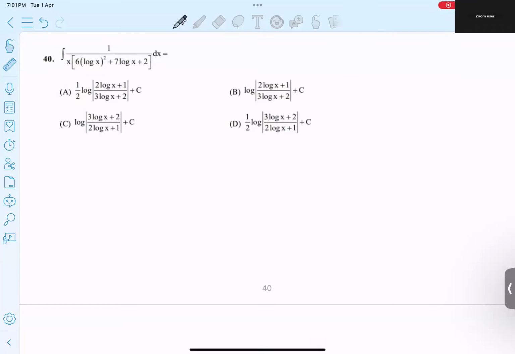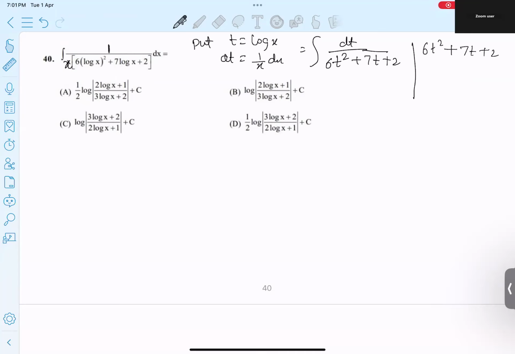1 by x. Looking at this, we should know what the substitution should be. 1 by x into. So if you put t equal to log x, you will get dt equal to 1 by x dx. So the question can be rewritten as integral of dt by 6t square plus 7t plus 2. The denominator is looking like a quadratic equation.